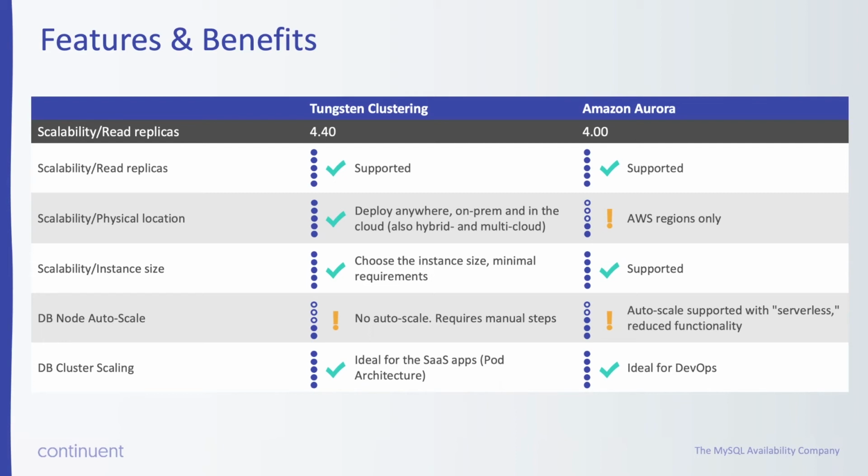And overall DB cluster scaling for the enterprise, Tungsten Clustering is great for software as a service applications and really lends itself well to pod architecture and automations. Aurora is great for DevOps, and a lot of developers like to use it too, just to spin up some test clusters quickly.